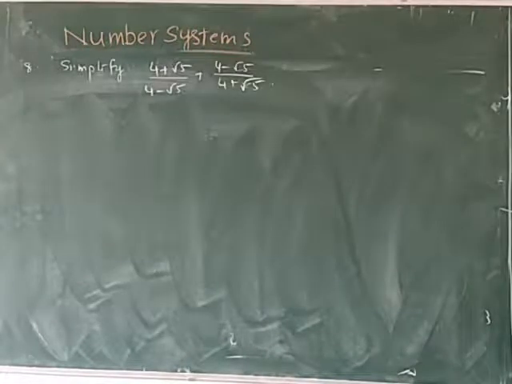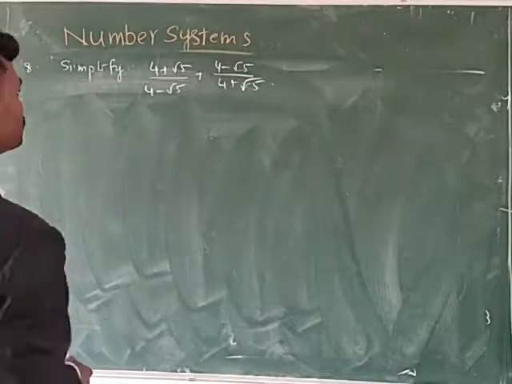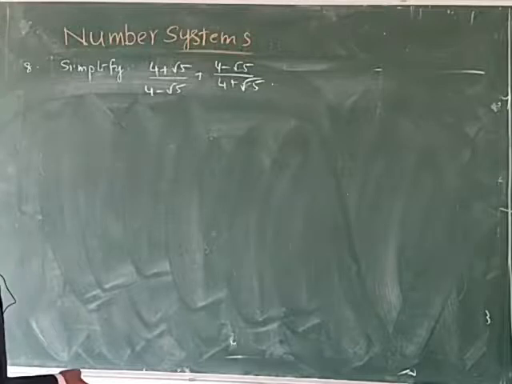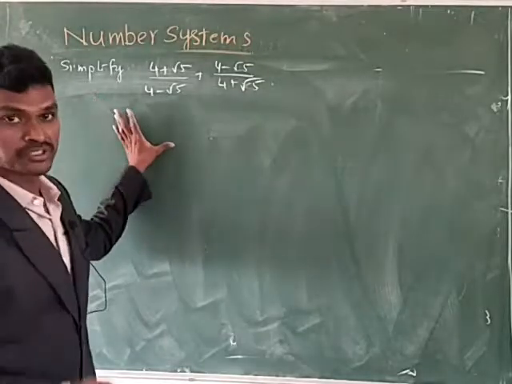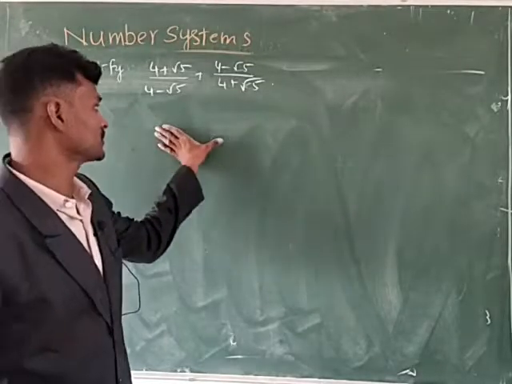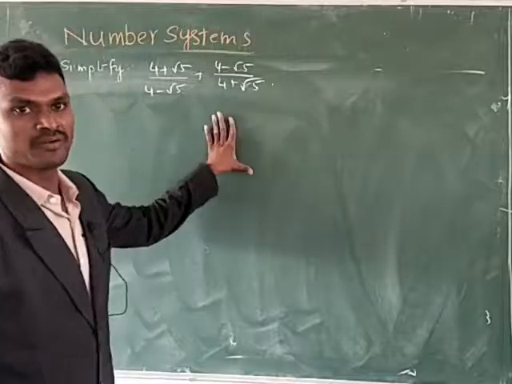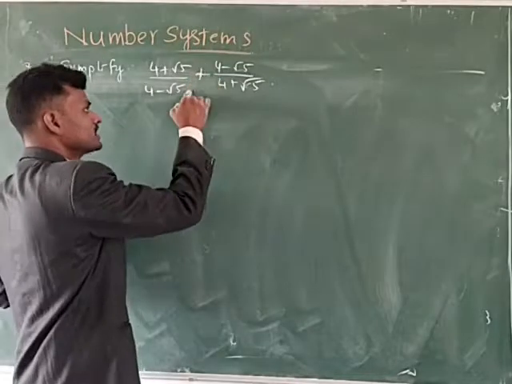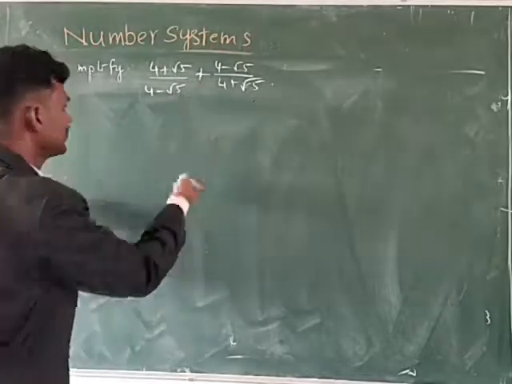Next one is simplify (4 + √5)/(4 − √5) + (4 − √5)/(4 + √5). This problem you have to do in two methods. First one is you take the LCM and simplify. Second one is you take each term separately and rationalize the denominator. Here we have to explain two methods.